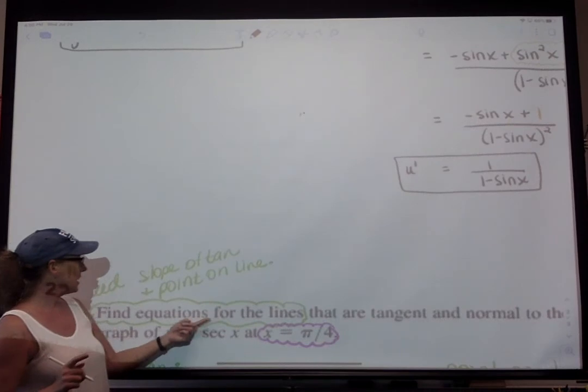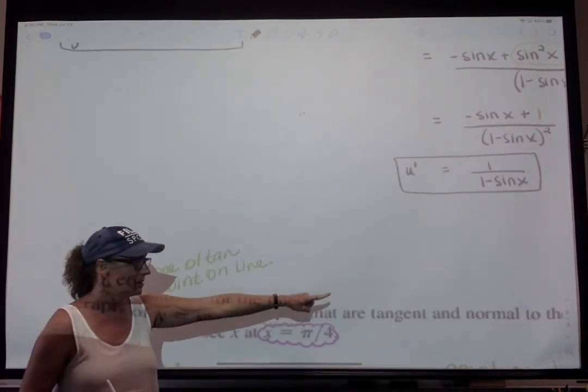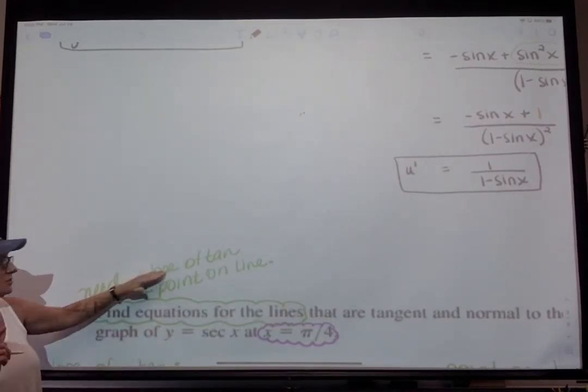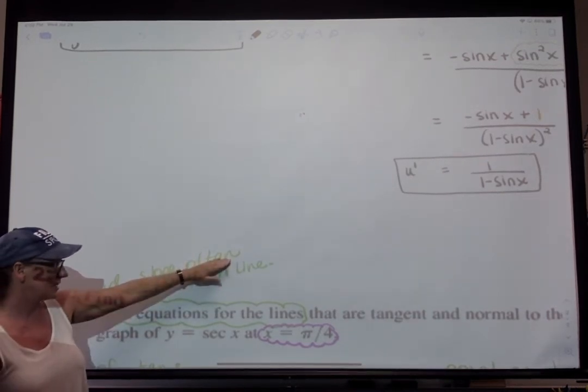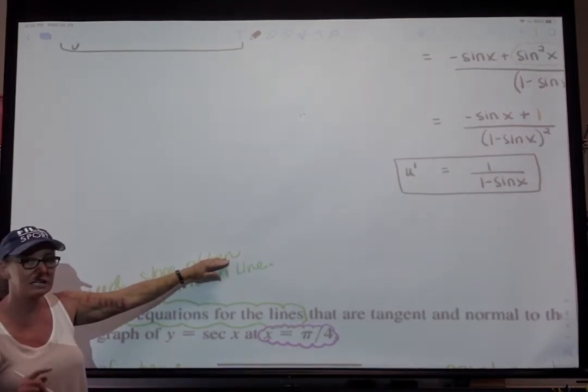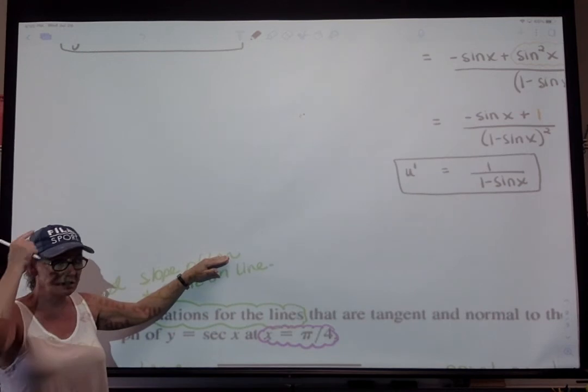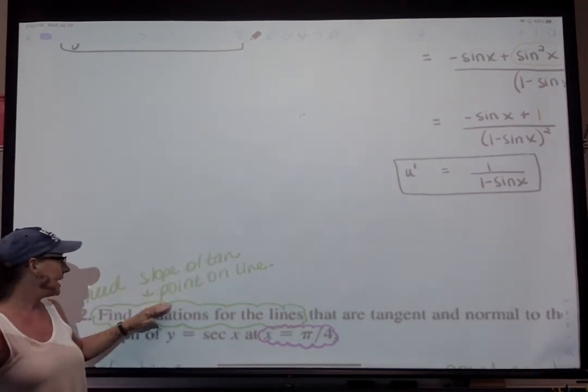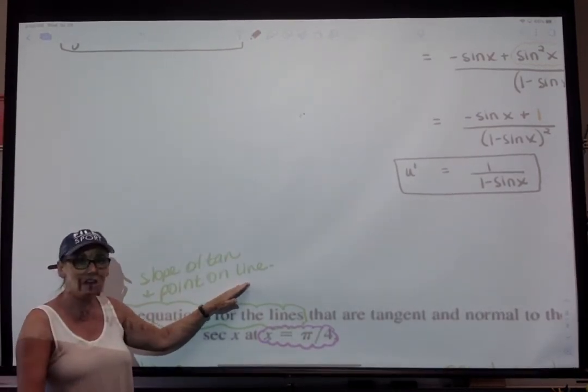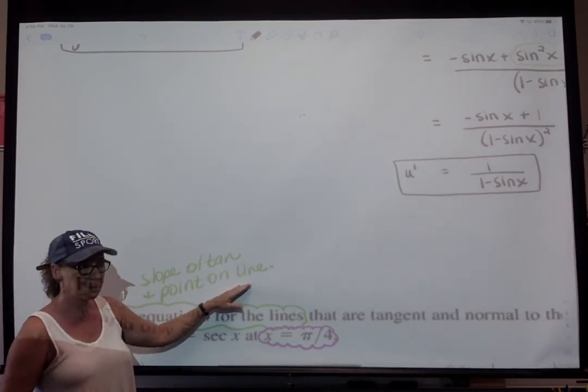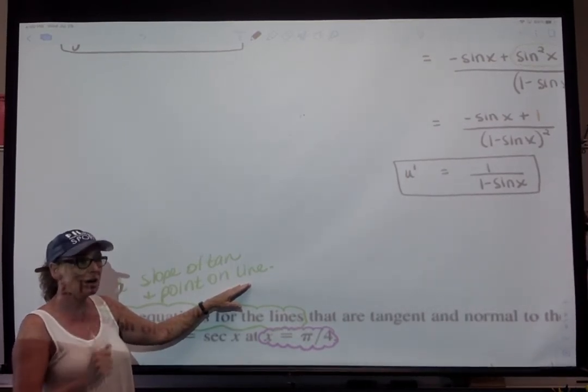To write an equation of a line for the tangent and the normal, I'm going to need the slope of the tangent line. I'm going to need the slope of the tangent line. Bells should be going off up here. And I'm also going to need a point on the line. We'll get there. But for now, let's work on the slope of the tangent line.